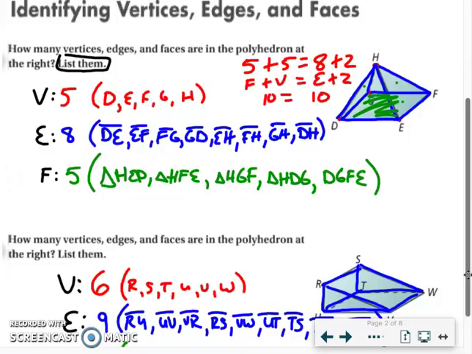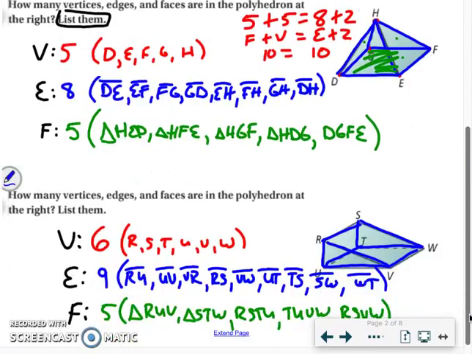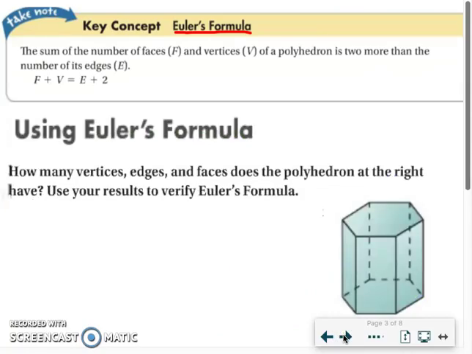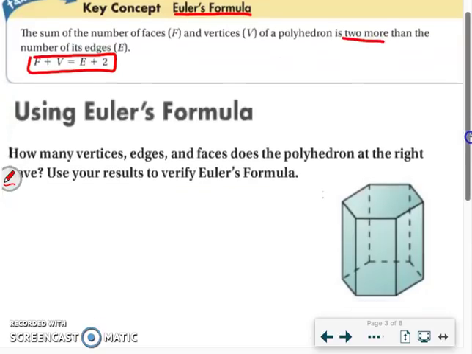All right, same thing with this bottom one. We would have that 6 plus 5 equals 9 plus 2. So Euler came up with that formula. It's just for a quick way to make sure that you counted everything up correctly. The number of faces plus the number of vertices will be 2 more than the number of the edges. So there's 2 less edges than there are faces and vertices added together. So there's this 2 more relationship.